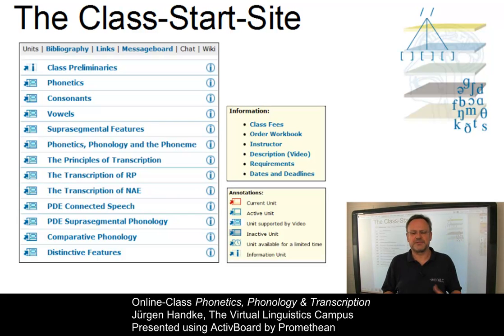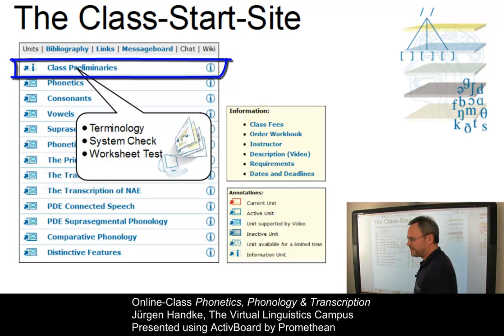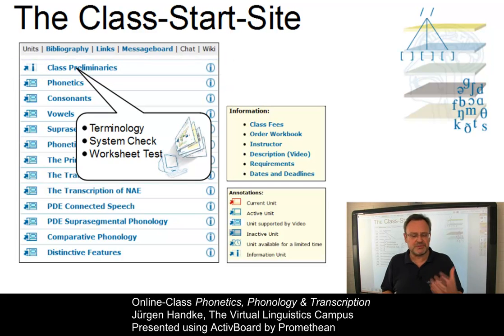The core of the class are the 13 units, where the first one, the so-called class preliminaries, informs you about some general aspects of the class and makes some further suggestions about how to study online. Also, the most basic functions of the program, that is navigation, buttons, etc., are explained here. In addition to this, you will find helpful routines that find out whether your computer is configured correctly and whether the submission of worksheets is successful. For this reason, we recommend to go through the class preliminaries very carefully, especially if you're a first-time user of a VLC class.